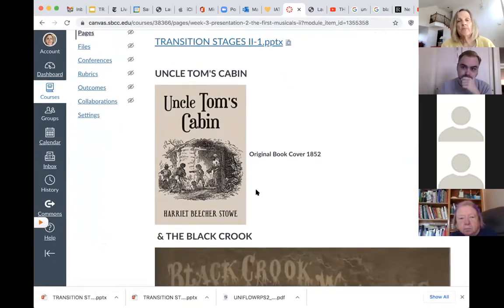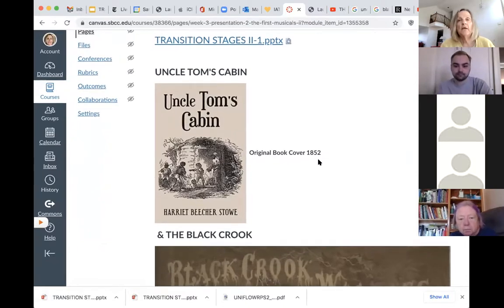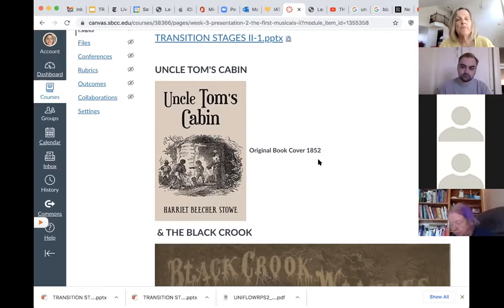So here's Uncle Tom's Cabin, which is a novel. This is from the original book cover in 1852. I think it's always good to know what you're looking at, to know if you're looking at a redrawing, the authentic, original, published cover, or a republished cover, because we're trying to find the earliest days to now. So it's important that we see things in the order in which they were given.